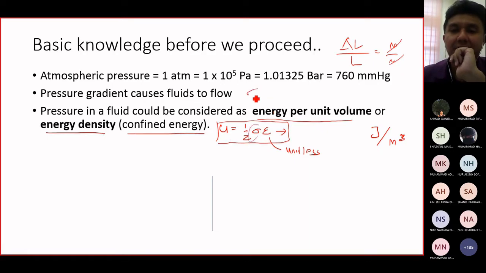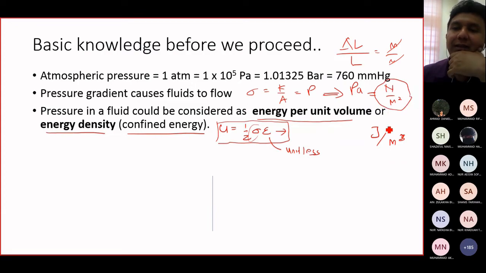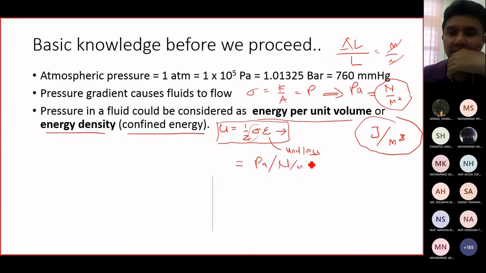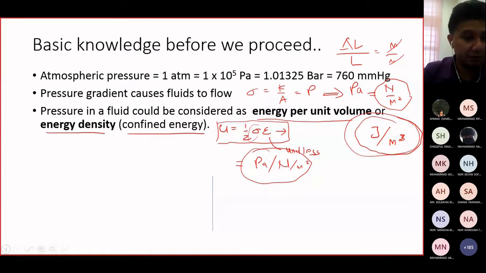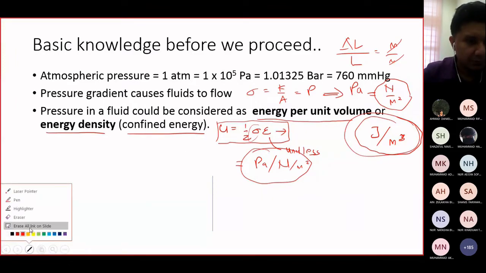This stress is F over A, or pressure. The unit is Pascal, or Newton per meter square. How come suddenly I turn this into this? Because the unit here, this is a half, no unit. Here the unit is Pascal or Newton per meter square. This is unitless. So how come this unit becomes this unit? Very good question and brilliant question.